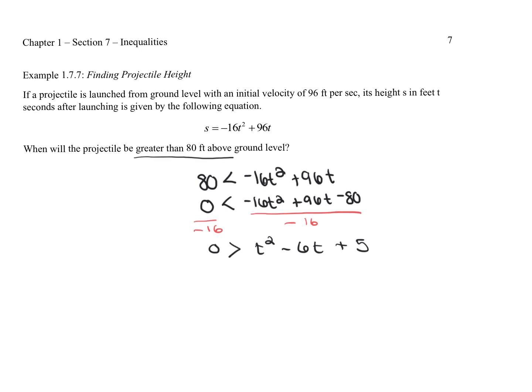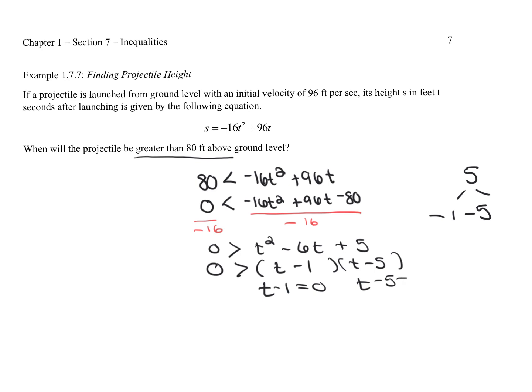So 0 is greater than t and t. 2 factors of 5, well, the only factors of 5 are 1 and 5. They need to multiply to be a positive, but add to be a negative. So a negative times a negative makes a positive, and a negative plus a negative is a more negative. So minus 1, minus 5. So you take these factors and you let them equal 0, so you can find your key numbers or your zeros. So t equals 1 and t equals 5.